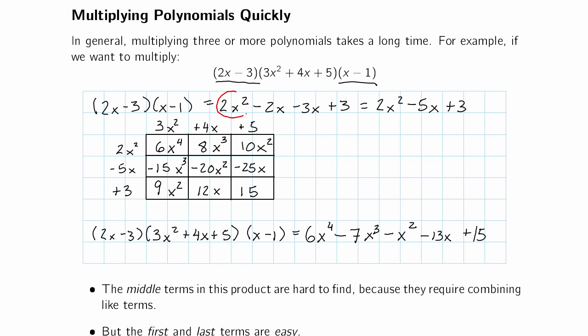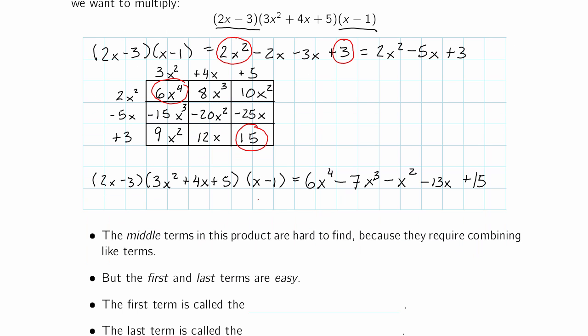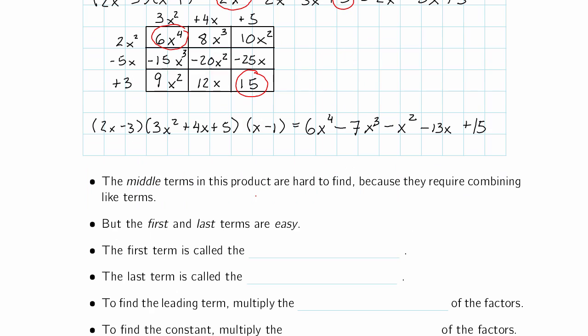So here, we only had one x squared term. We only had one constant. Here again, only one x to the 4th term. Only one constant. How did we end up getting those? Well, let's have some vocabulary to talk about it. Let's remember that first term is called the leading term. It has the highest degree. And then that last term is called the constant. It has no variables at all.